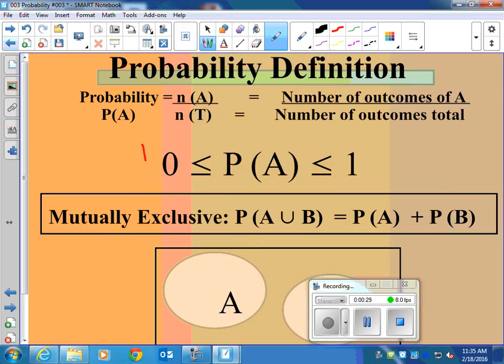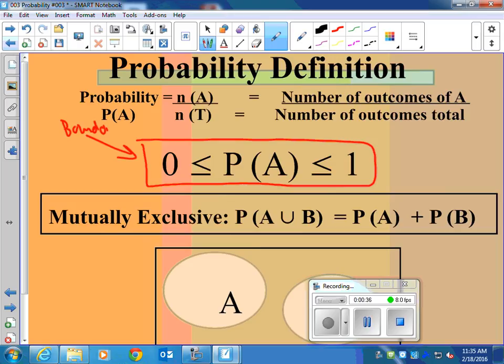So the boundaries for probability, which we're going to see a lot, are going to be 0 to 1. There's no negative probability, and you can never be over 1. If you have over 1, you did something wrong, because you can't have more successes than there are total.